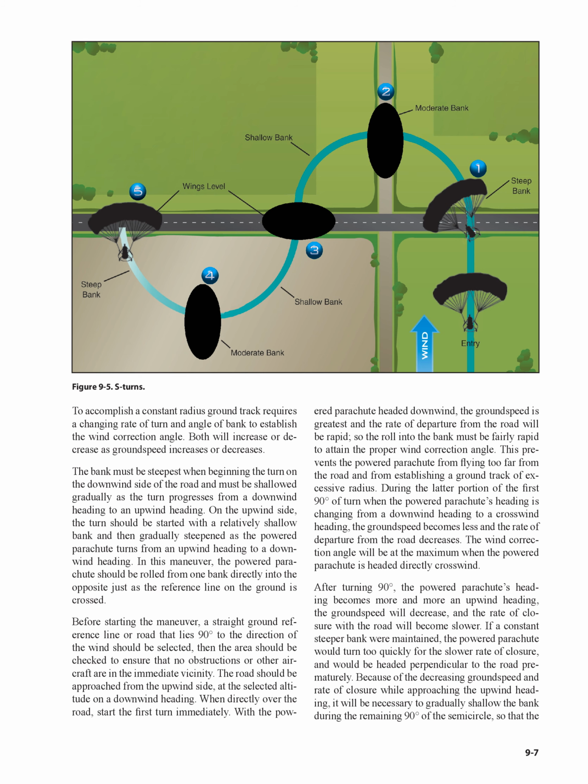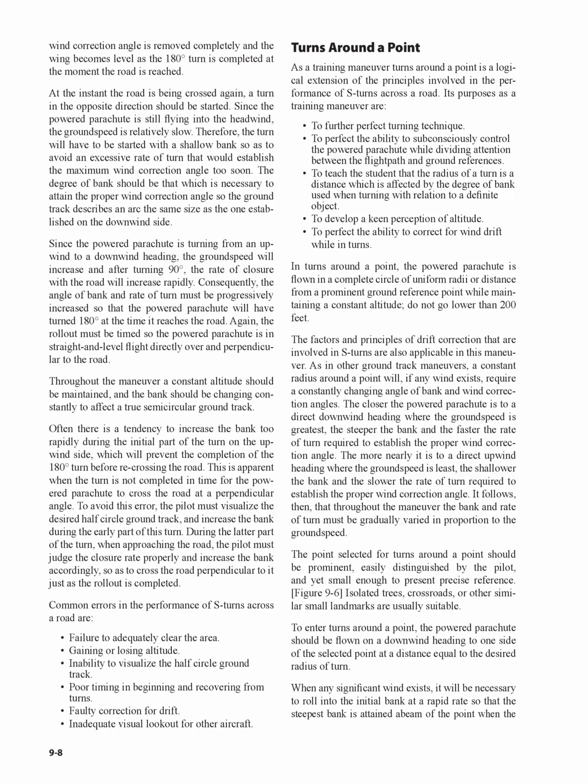After turning 90 degrees, the powered parachute's heading becomes more and more an upwind heading, the ground speed will decrease, and the rate of closure with the road will become slower. If a constant steeper bank were maintained, the powered parachute would turn too quickly for the slower rate of closure, and would be headed perpendicular to the road prematurely. Because of the decreasing ground speed and rate of closure while approaching the upwind heading, it will be necessary to gradually shallow the bank during the remaining 90 degrees of the semicircle so that the wind correction angle is removed completely and the wing becomes level as the 180 degree turn is completed at the moment the road is reached.